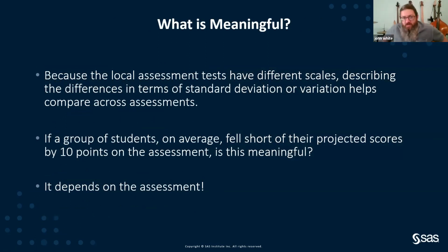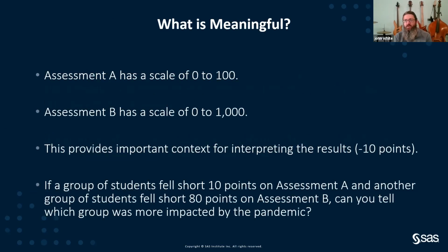So one of the reasons that we're using effect sizes is because we can put context around these differences in terms of where kids were expected to score versus where they were observed to score. And going back to my example, if a group of students on average fell short of their projected scores by 10 points on a specific assessment, is it meaningful? Well, it also depends on the assessment, and it depends on differences that we're seeing in terms of those scale scores. And again, the variation can really help us understand this.